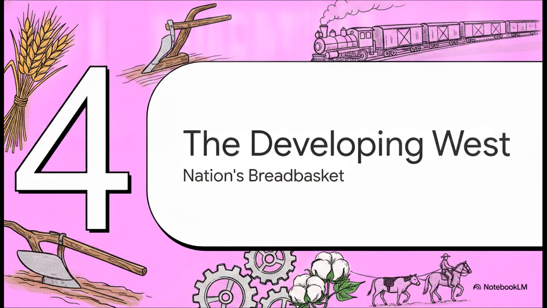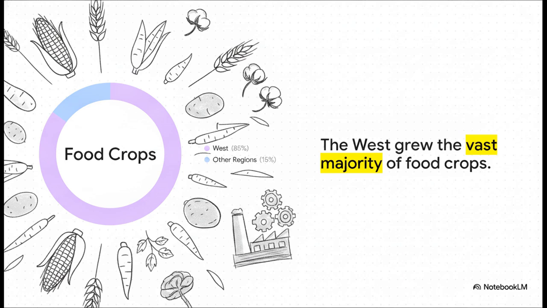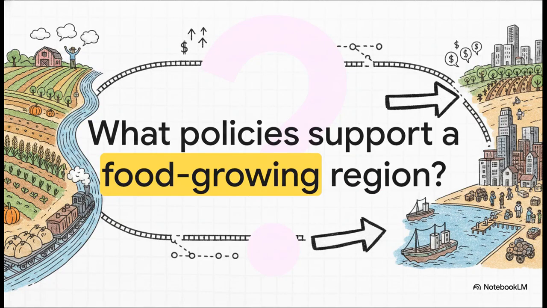Which brings us to Section 4, the developing West, the nation's breadbasket. Here is the final piece of our geographic puzzle. The newly developing western frontier was the absolute center for growing the nation's food crops. They weren't weaving cloth and they weren't exporting cotton. They were harvesting the wheat and corn that the rest of a rapidly growing America desperately needed to eat. But there's a huge logistical catch here.